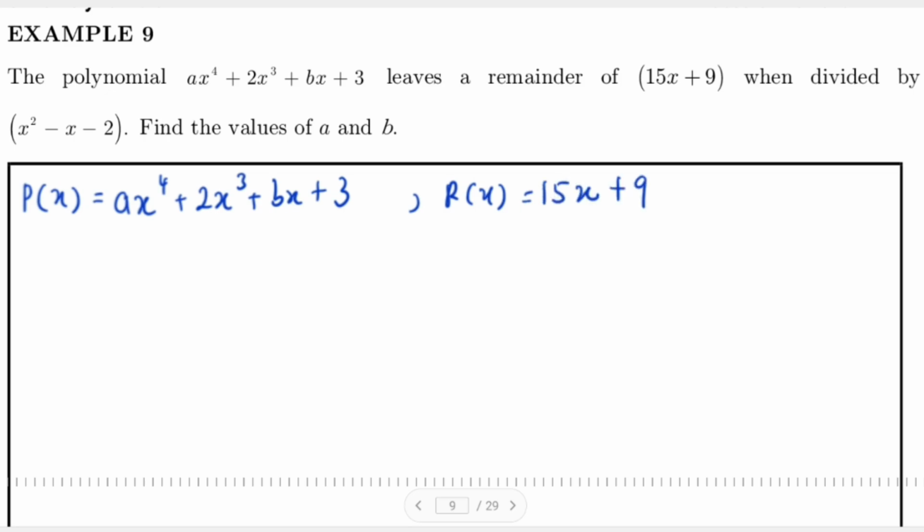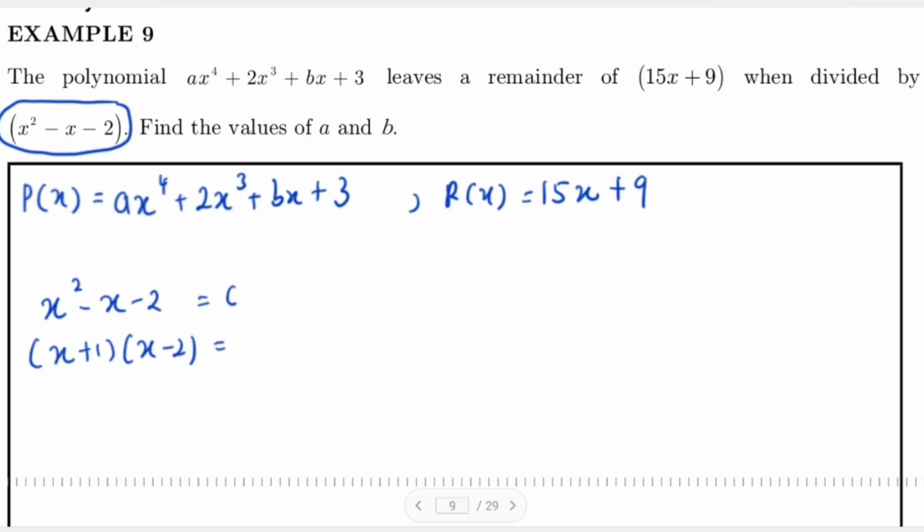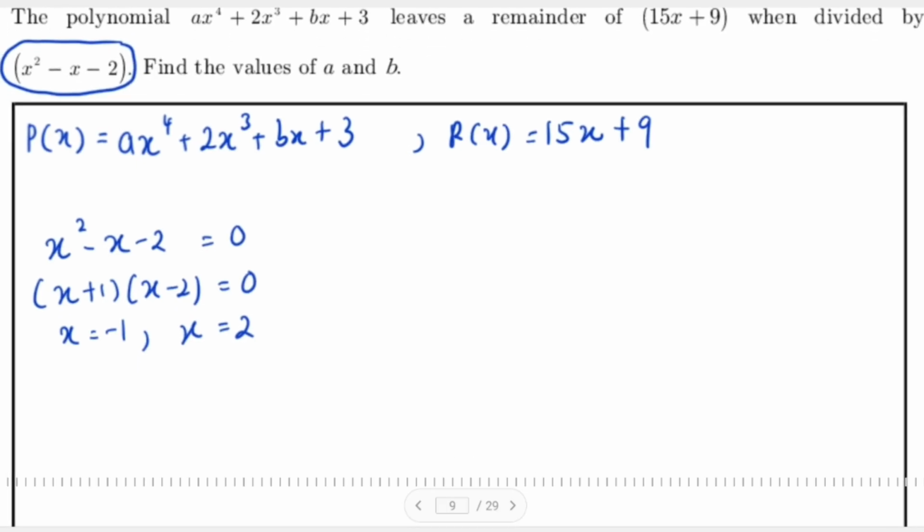Since I'm going to use the remainder theorem, we need to factorize our divisor first. Our divisor is x squared minus x minus 2. Factorizing x squared minus x minus 2 will give us x plus 1 and x minus 2. Equate equals to 0. So x equals negative 1 and x equals 2. Which means we need to substitute both of these values into the remainder and polynomial.